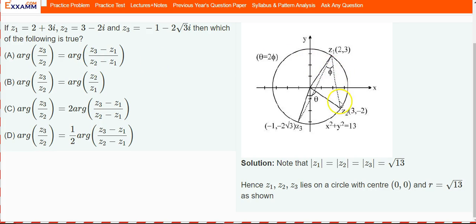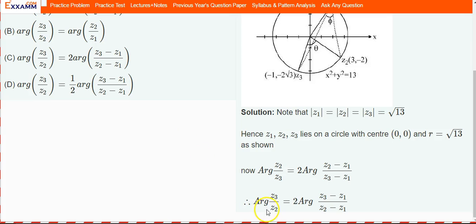So this phi would be argument of (Z2 minus Z1)... argument of (Z3 minus Z1) divided by (Z2 minus Z1), if we take this as the clockwise direction, and this angle is half of this angle, which would be obtained by (Z3 minus 0) divided by (Z2 minus 0). So we get the solution: argument of Z3 upon Z2 is equal to 2 times argument of (Z3 minus Z1) divided by (Z2 minus Z1). So our third option is correct.